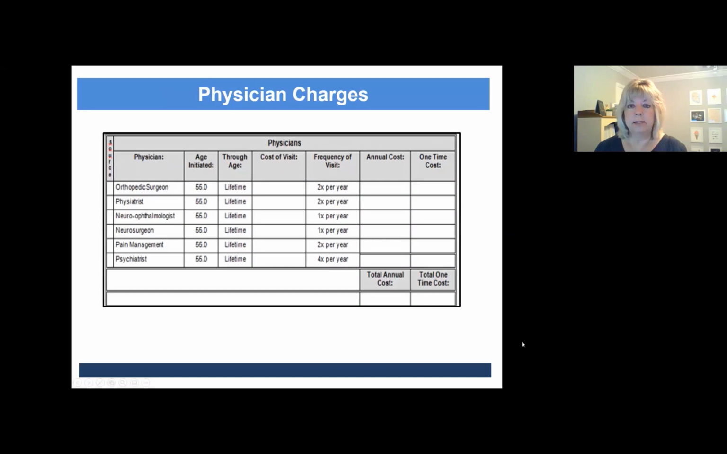All right, this is a sample life care plan page. Yours may look different, but I've just chosen this particular style so that we can talk about it. On page one, these are the physicians that this patient is going to need to see for the rest of their life. And so we're going to take a look and decide how we're going to come up with cost.